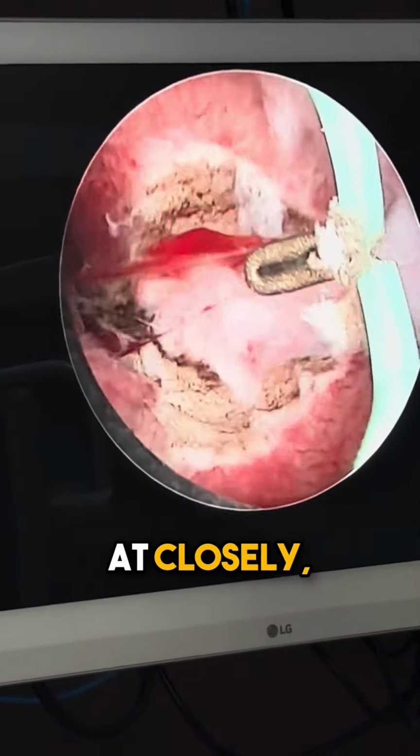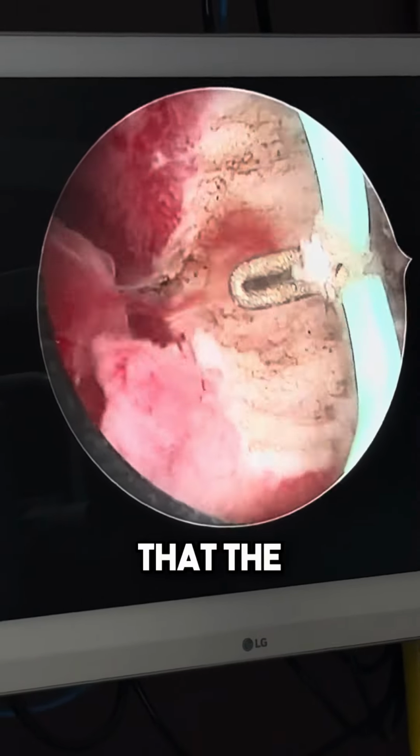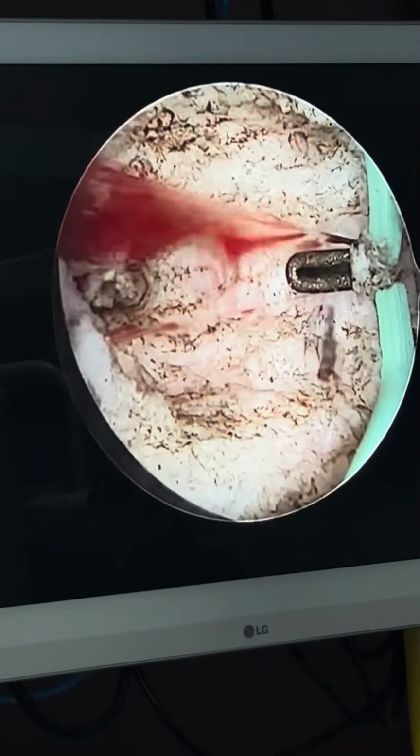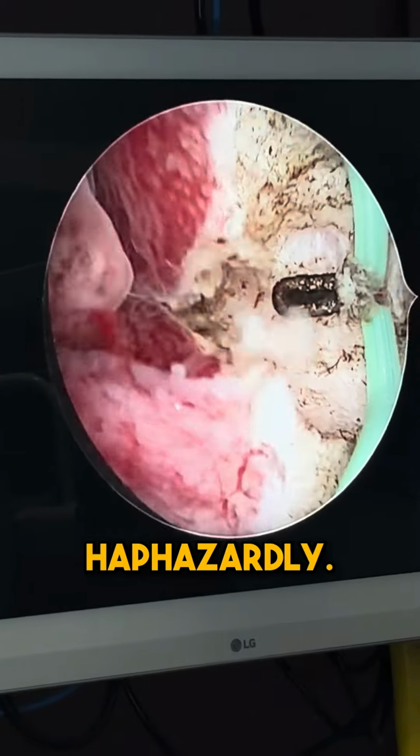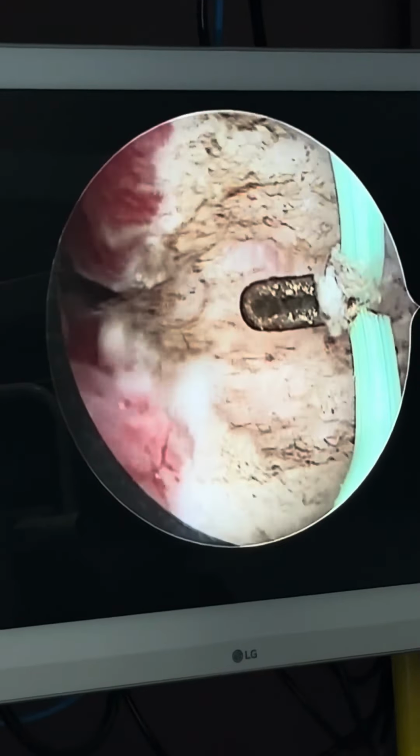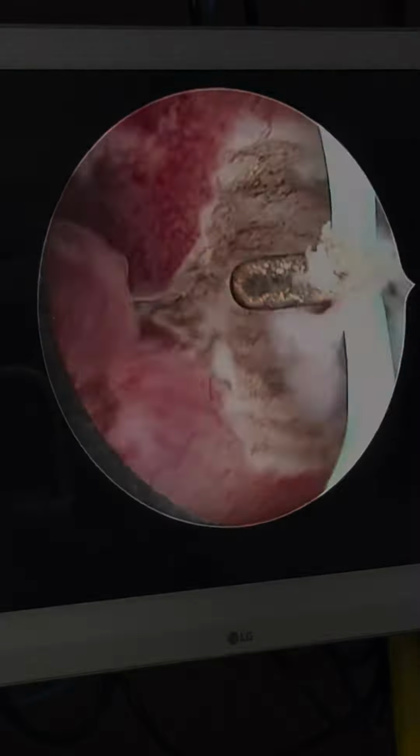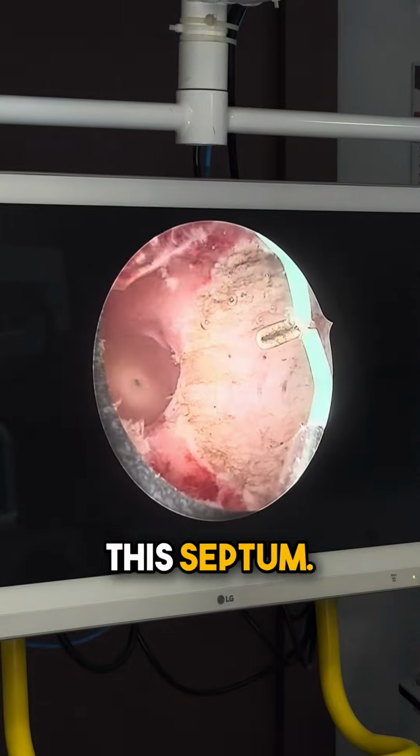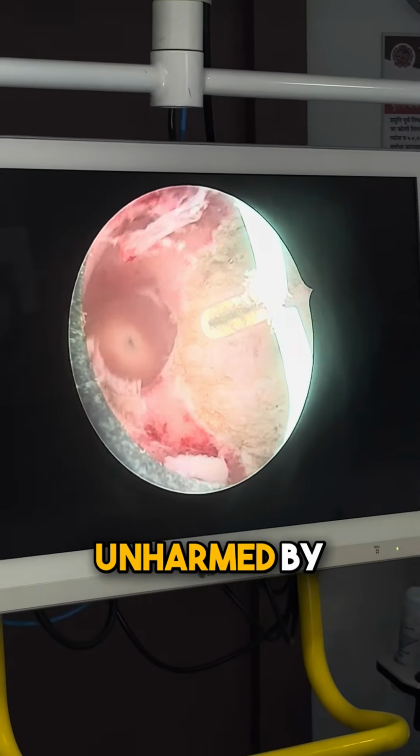If you look closely, we are ensuring that the septum is being cut only in one plane. We are making sure that we are not going haphazardly. We are ensuring that the resection is happening only in one plane. Now what we have achieved is complete clearance of this septum, and in that process we have also ensured that her uterus is absolutely unharmed.